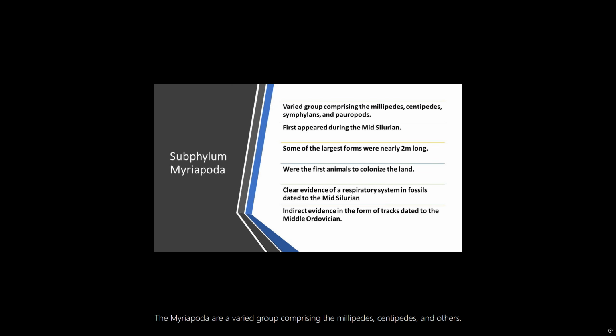The Myriapoda are a very diverse group comprising the millipedes, centipedes, and others. They first appeared during the Middle Silurian, and some of the largest forms were nearly 2 meters long. They were the first animals to colonize land, with clear evidence of a respiratory system in fossils dated to the Middle Silurian and indirect evidence in the form of tracks dated to the Middle Ordovician.